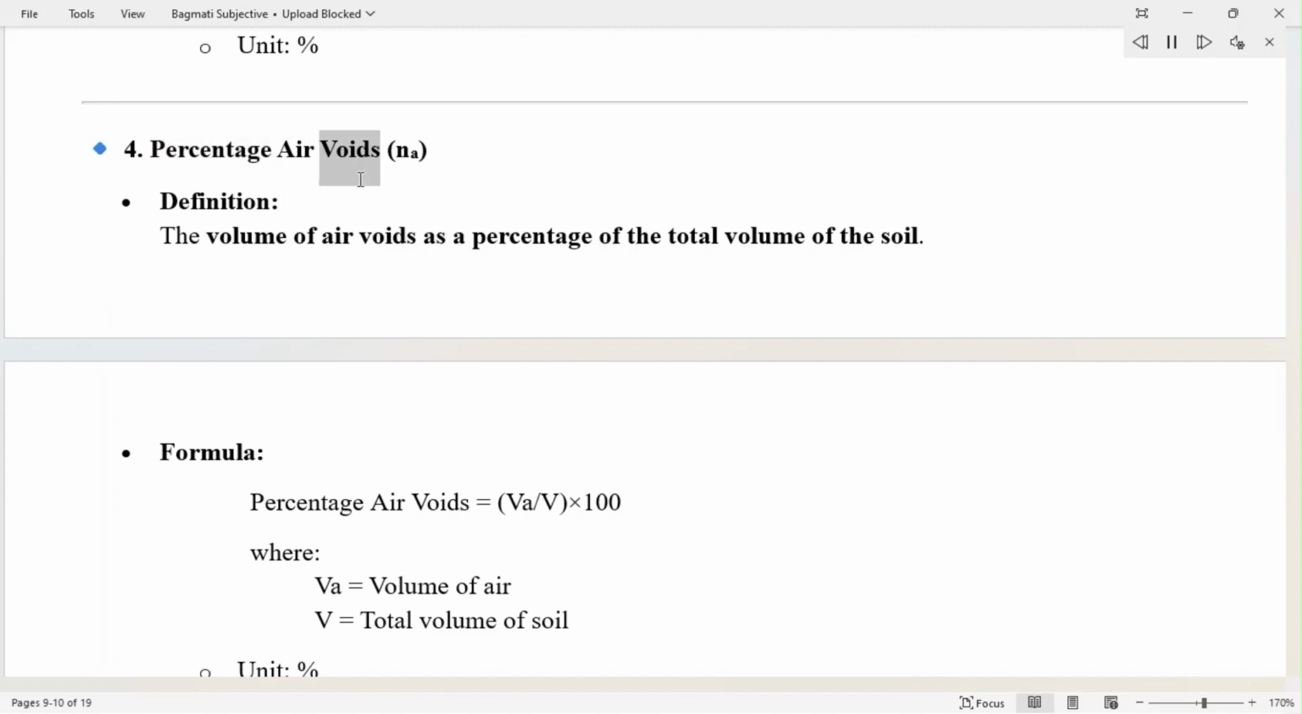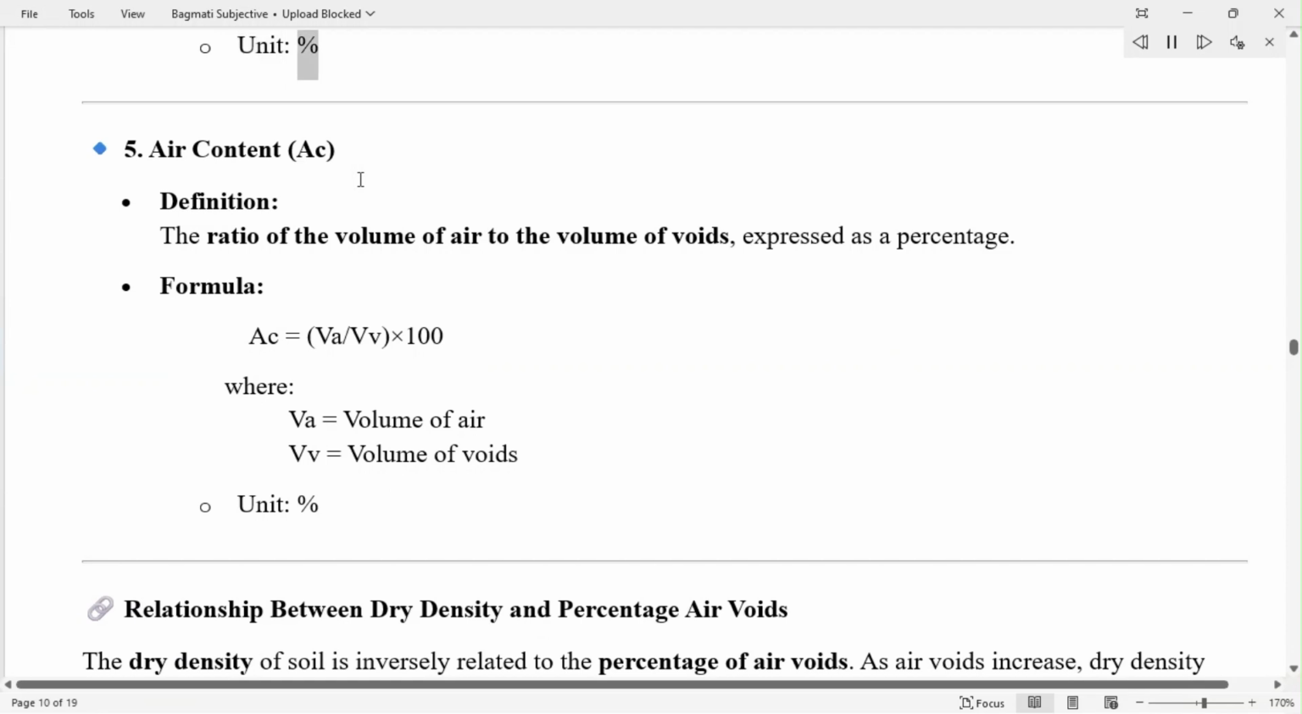4. Percentage air voids, na. Definition: the volume of air voids as a percentage of the total volume of the soil. Formula: percentage air voids equals Va/V times 100, where Va equals volume of air, V equals total volume of soil. Unit: percent.